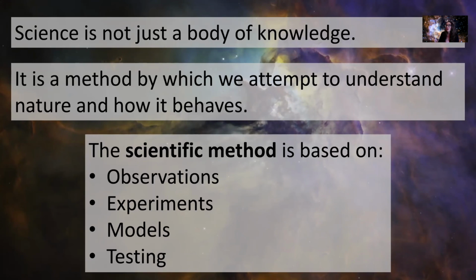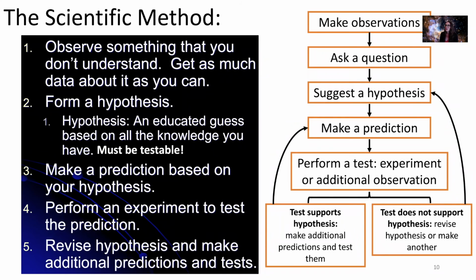And we use something called the scientific method in all sciences, not just astronomy. And the four big pieces of the scientific method are observations, experiments, models, and testing. Here's a flowchart for our scientific method. First, we observe something that we don't understand. We get as much data as we can about it. We collect a lot of information. Then we ask a question about those observations, something that we want to know about those observations.